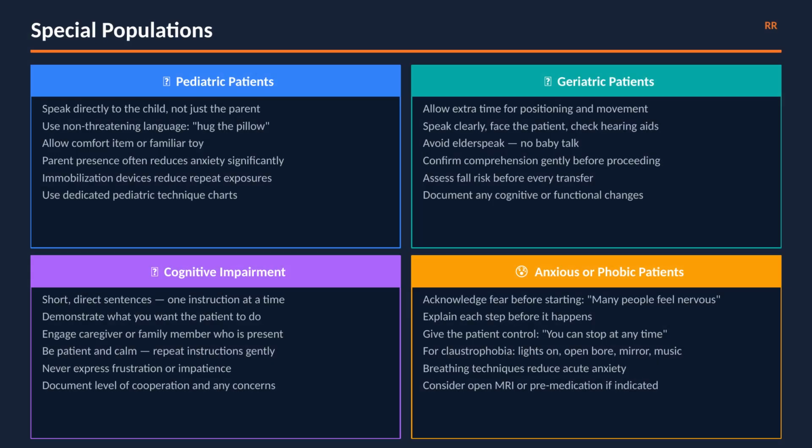6 steps. Every exam, every patient. No shortcuts. Introduce yourself by name and role. Confirm 2 identifiers. Explain the exam in plain language. What it is, how long, what they'll see and hear and feel. Explain their role, breathing, position, what to hold, when to stay still.